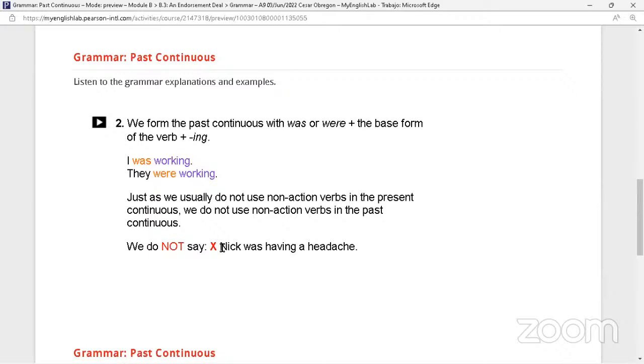For example, Nick was having a headache. No, it's a non-action verb. So instead of using Nick was having a headache, we just go into the simple past. Nick had a headache. Okay. We usually will not use non-action verbs in continuous tenses.